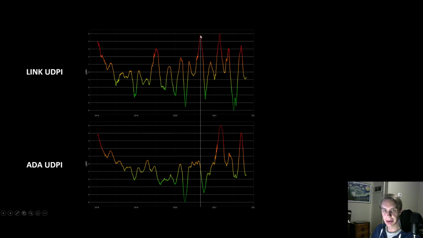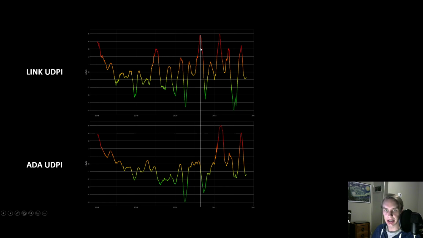So basically, if one had sold off Link at this point, one might have looked over at the ADA UDPI and said, huh, it's actually below zero right now. ADA had not put in this crazy move like Link did. ADA was still relatively low risk. It had moved up since the COVID crash, but not excessively high like Link had, not unsustainably high. And so the risk level was actually falling at this moment, while the risk for Link was really peaking, almost at maximum.